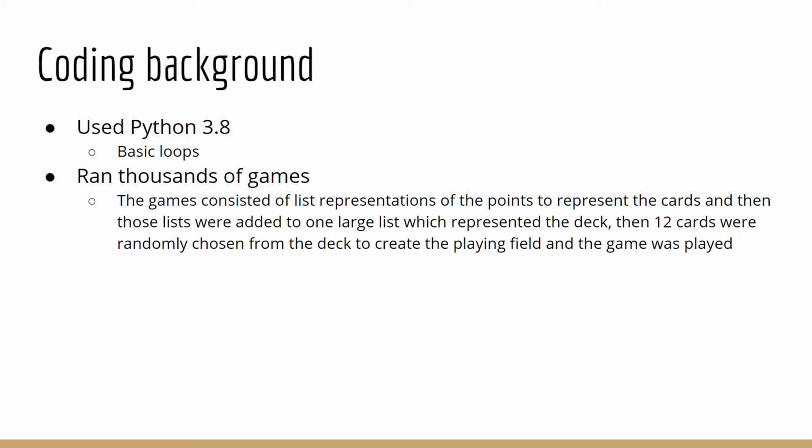and this becomes very important for how we identify sets in the game of set. For the coding, we used Python 3.8, and we just used basic for loops, while loops, and if statements. We ran thousands of games. The cards were represented by a list, each number represented a variation, and each characteristic had an index in the list. And so each card was a list, and then those lists were put into one big list that represented the deck, and then 12 cards were randomly chosen to create the playing field, and the game was simulated.